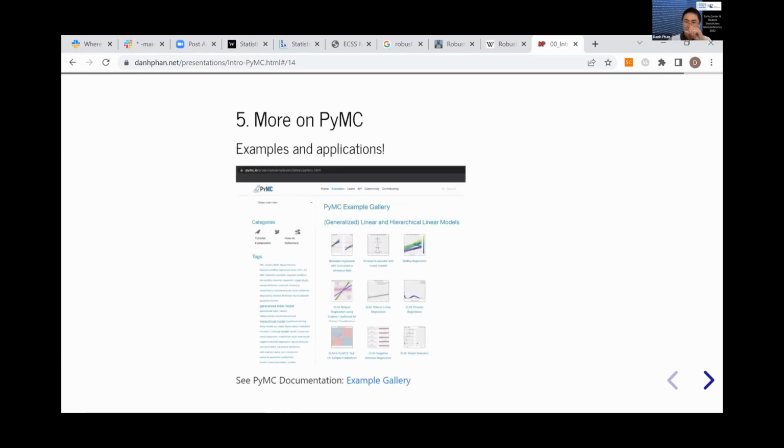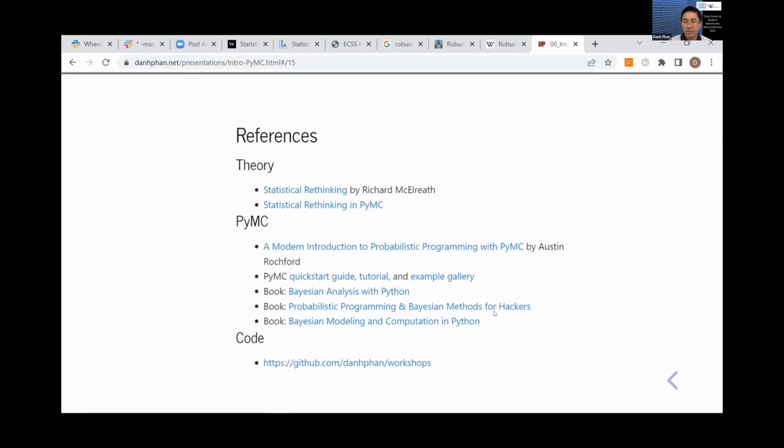So that gives you an idea of how to use PyMC for a simple case using linear regression. But there are a lot of examples and applications in PyMC, and you can check the link I put at the end of the references here.